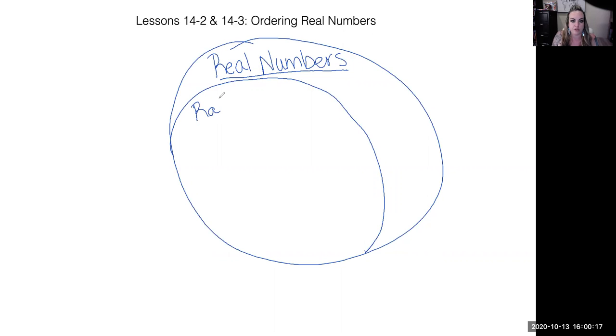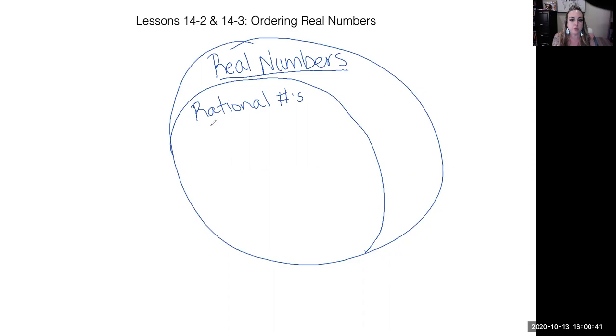rational numbers, which are most of the numbers that we deal with, right? So you have any number that can be written as a fraction, decimals, negatives, positives, whole numbers, zero, all of those are rational numbers. And you guys are writing all this down in your math notebook, okay? So if you need to pause to catch up, go ahead. But make sure if I'm writing it, you're writing it.